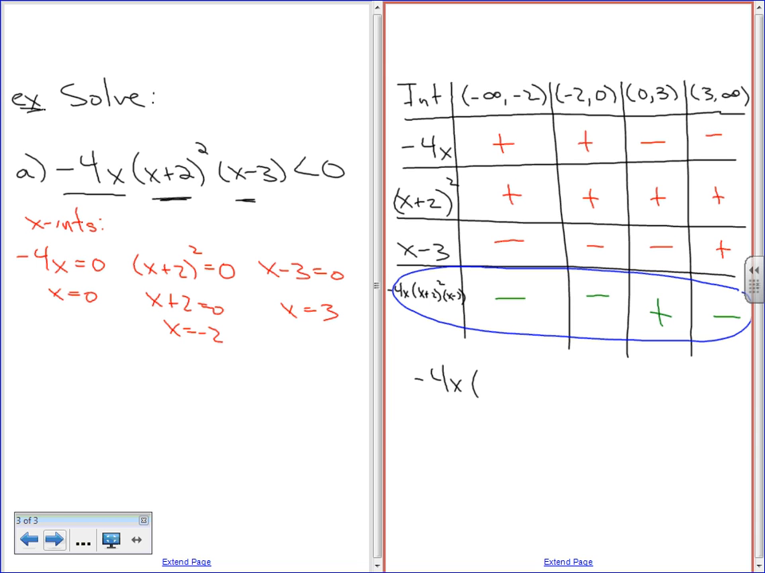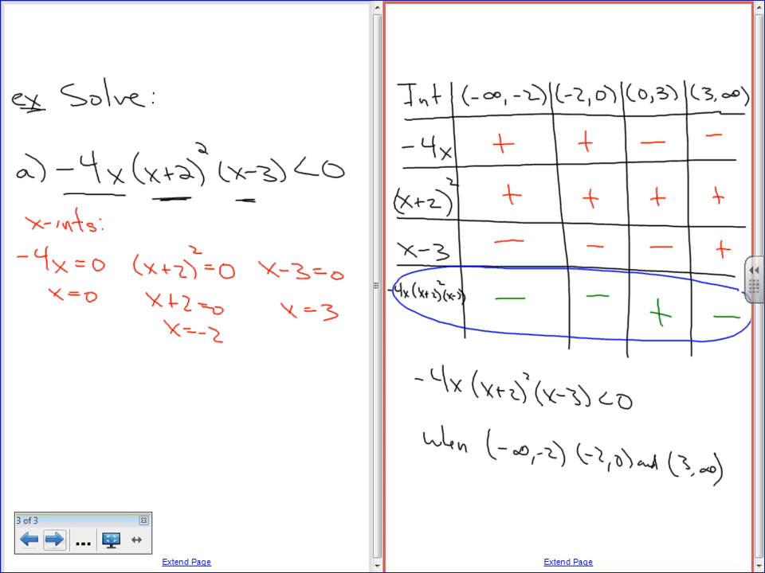My question was, when is this polynomial function less than 0? Well, it's less than 0 when x is between negative infinity and negative 2, negative 2 and 0, and 3 to positive infinity. Does that make sense? So now I can answer this without having to graph it.